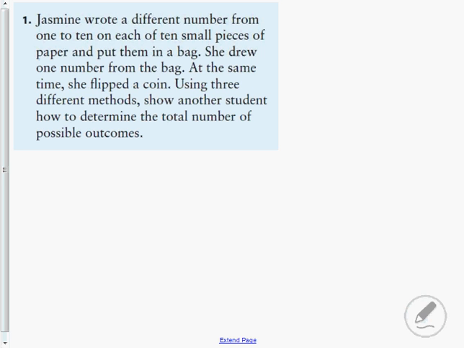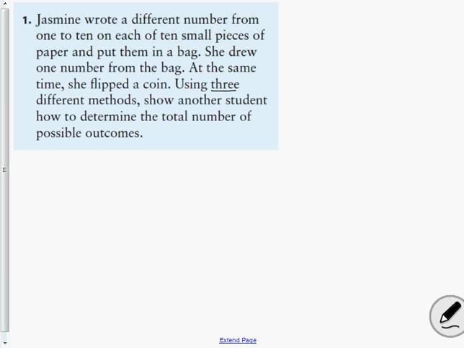Okay, grade 8 probability. This is your second section from the textbook, section 11.2. These are now using a new method for calculating possible outcomes. It doesn't talk about probability of events happening, but rather just possible outcomes. So it says Jasmine wrote numbers 1 to 10 on 10 small pieces of paper and put them in a bag. She drew one number from the bag, and at the same time, she flipped a coin.